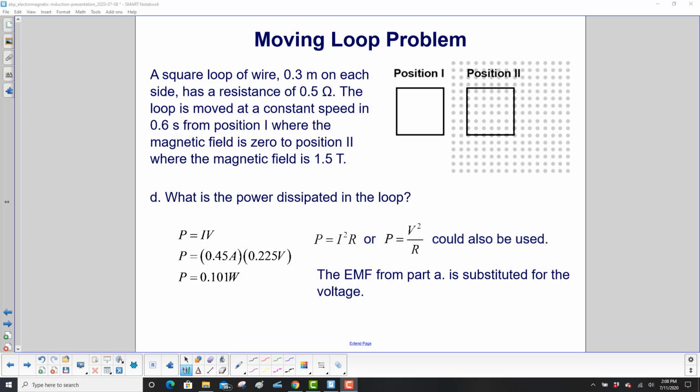What is the power dissipated in the loop? Well, power is IV, among other things, but here we have the current and the voltage. We might as well use it. There's the current, here's the voltage that was calculated, and we get 0.101 watts. You could also use these two expressions too if you'd like, get the same answer.